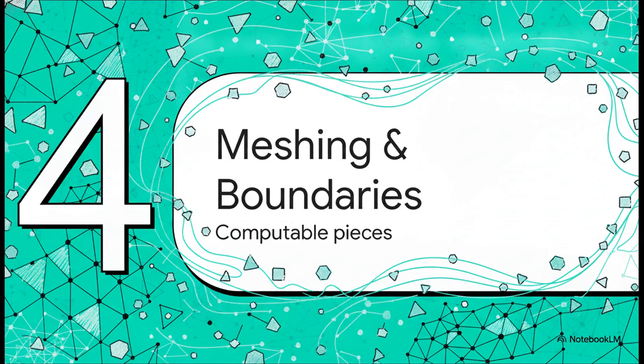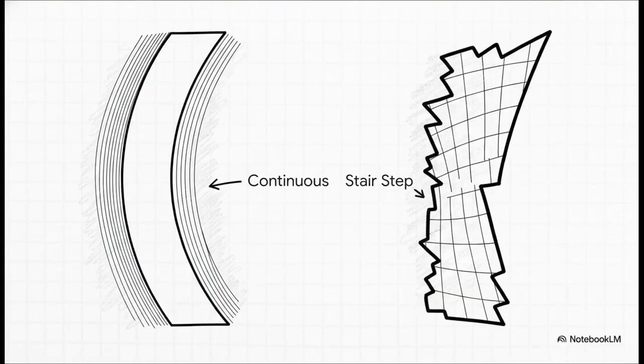Now for Section 4, meshing and boundary layers, chopping the continuum into computable pieces. To actually compute this on a computer, we divide the fluid volume into a discrete mesh, allowing the software to calculate the temperature, velocity, and pressure inside every single cell. But here's the catch. We have to be incredibly careful near solid walls. Fluid tends to stick to walls, creating a steep gradient known as a boundary layer.